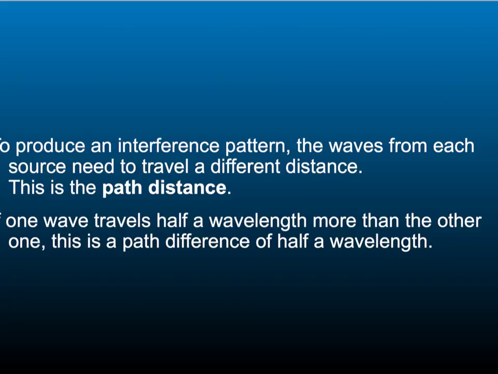To produce an interference pattern, the waves from each source need to travel a different distance. This is the path difference. If one wave travels half a wavelength more than the other, this is a path difference of half a wavelength.